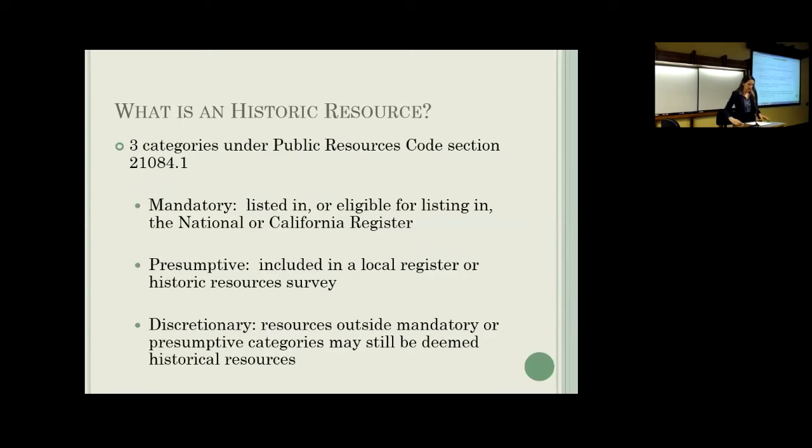So to get a little more specific from the cases that were discussed, Public Resources Code section 21084.1 sets out 3 categories of historic resources. If a resource is listed in the National or California Register, it has to be considered a historic resource under CEQA. It's mandatory.